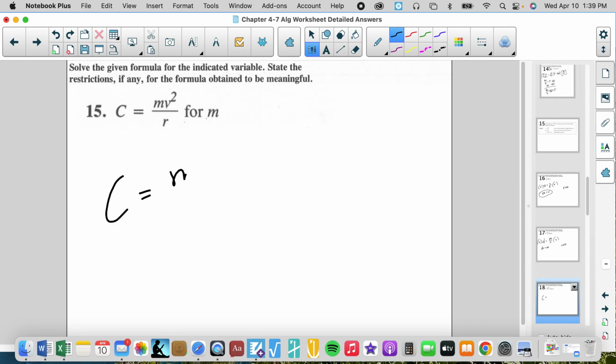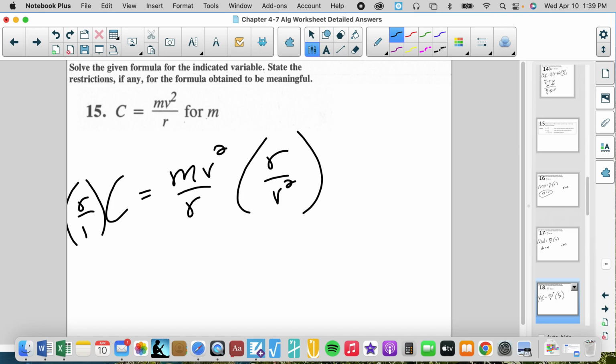C equals MV squared over R. We're solving for M, so we can multiply. We can do this in one step. That's where it's more efficient. That's a V. Looked like an R. That looks like an R.